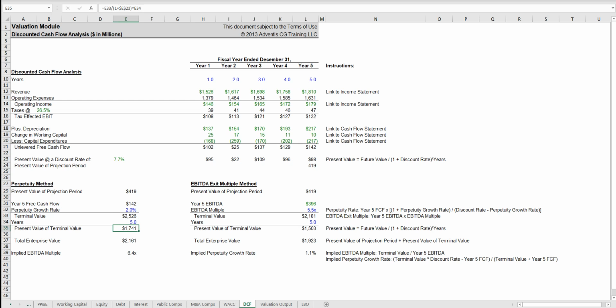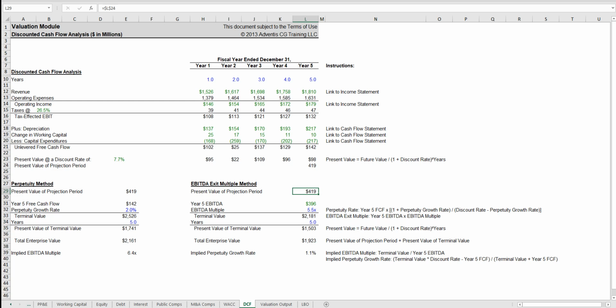Next, we are going to discount the terminal value by 1 plus the discount rate raised to the 5th year, or the end of our projection period. Then, last but not least, we are going to add together the present value of the projection period and terminal value to reach our final enterprise value number.